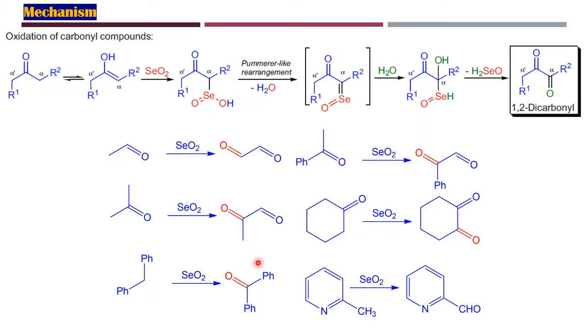Some exceptional reactions are seen in the case of heterocyclic compounds, where the CH3 group in the 2 position can be directly oxidized to CHO, or in cases where we have 1,1-diphenylmethane, where the CH2 group can be directly oxidized to the keto group using selenium dioxide.